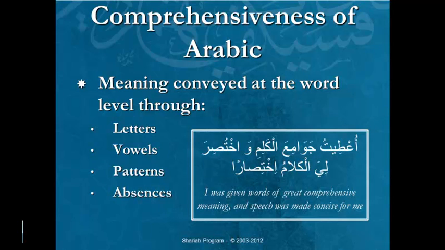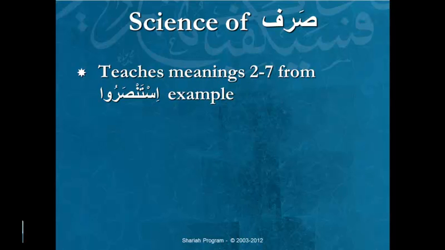Okay, so the help was coming from the dictionary. The rest of the meanings, the dictionary assumed that you already knew them. In other words, you can't use a dictionary unless you know this. So where are they coming from? They're coming from this particular science, which we call sarf. So meanings 2 through 7 are coming from sarf.